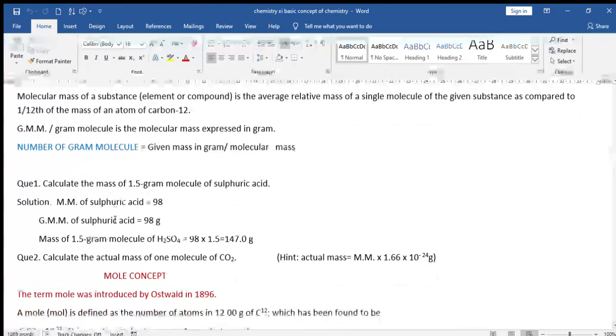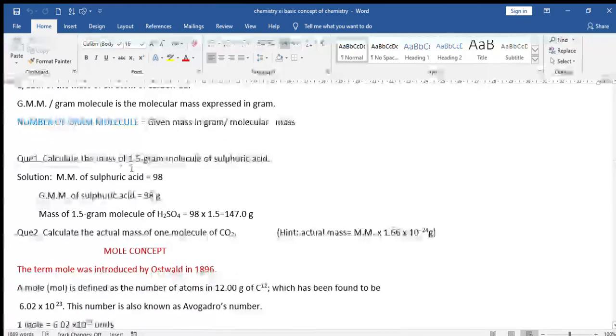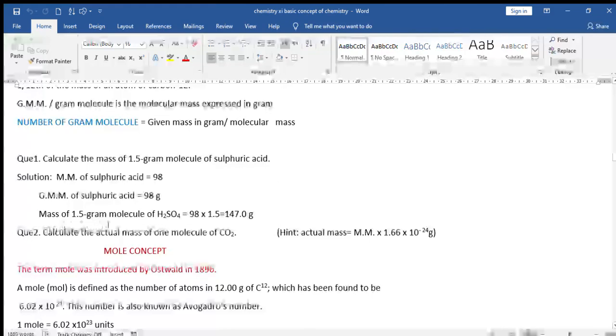One question is given to you: calculate the mass of 1.5 gram molecules of sulfuric acid. All of you know that sulfuric acid, H2SO4, has molecular mass 98. It means the gram molecular mass of sulfuric acid is 98 gram. So this is the mass of 1 gram molecule of sulfuric acid. What is the mass of 1.5 gram molecules? We have to multiply this value by 1.5. Next question: calculate the actual mass of one molecule of carbon dioxide.